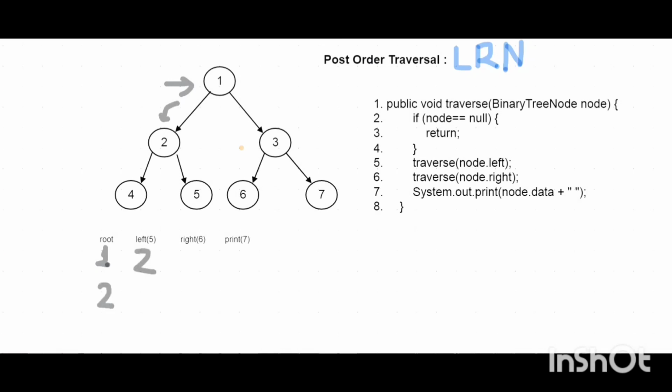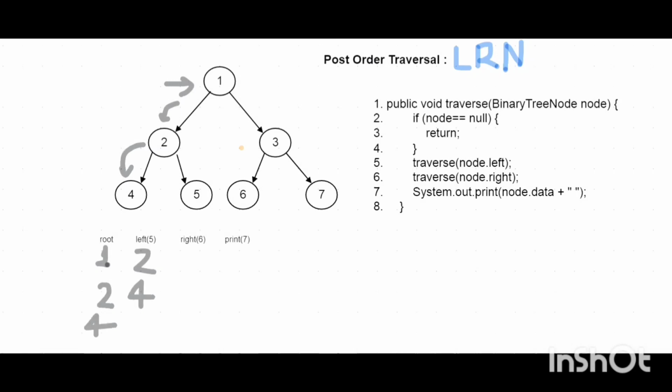For node 2, control will come into the traverse method. Node 2 is here. Node is not null. From line number 5, the left child of the node 2 will be passed to the traverse method. So left child of the node 2 is node 4. Node 4 will be passed to the traverse method. Now we will be visiting node 4.